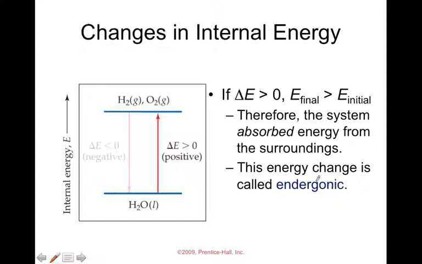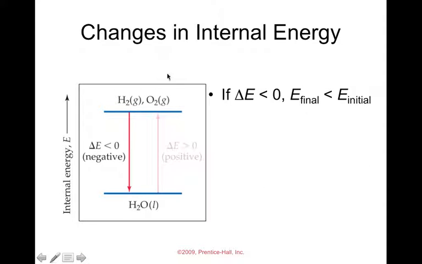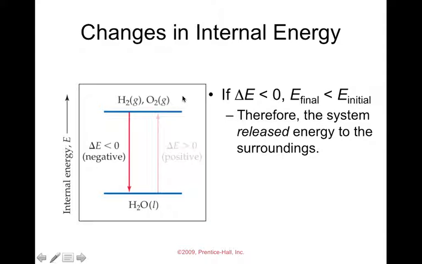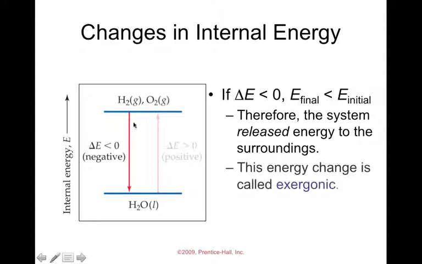So again, this is an endergonic process. Now, the opposite is that if you have hydrogen and oxygen and you were to put them together, what's going to happen is you're going to be releasing energy into your surroundings. In this case, delta E is going to be less than 0, which means you're losing energy, and you're forming water. Overall you're losing energy because you're forming this water. And that energy change is called exergonic.